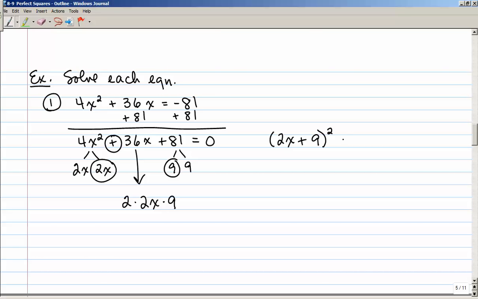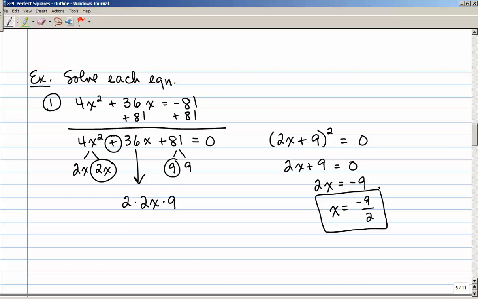9, squared, equals 0. Remember, this is an equation. Now remember what that means. This means 2x plus 9 times 2x plus 9 equals 0. Since it's the same thing being multiplied by itself, I don't have to write it twice. Remember, normally we would write 2x plus 9 equals 0, 2x plus 9 equals 0. Because this is squared, I only need to do it once. I'm going to get the same thing for both of them. Subtracting 9 from both sides and dividing by 2, my answer is negative 9 over 2.